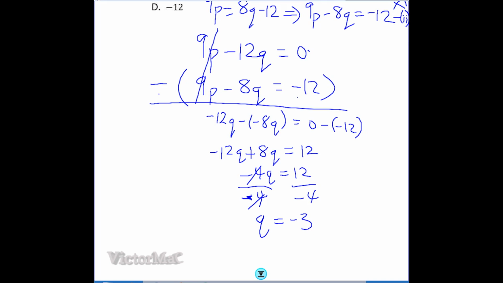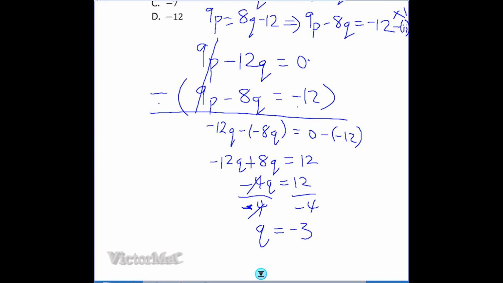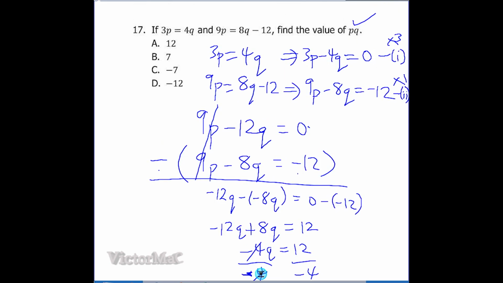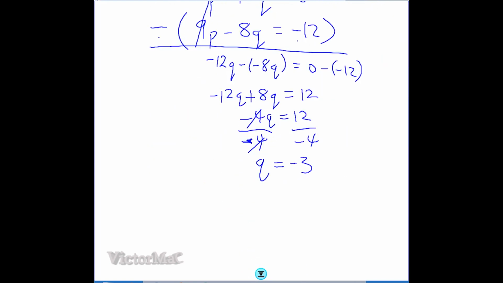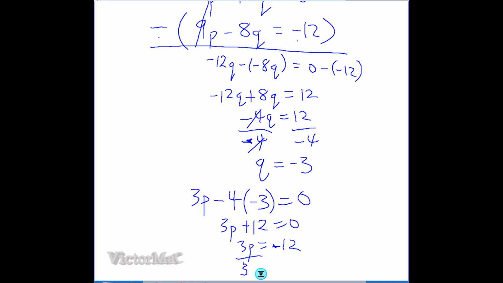Now let's substitute minus 3 as q in any of the equations. So let us go with equation 1 here. That's 3p minus 4q equals 0. Anywhere I see q, I'll change to minus 3. So 3p minus 4 times minus 3, which is 12, equals 0. So 3p equals minus 12. Divide both sides by 3. It implies that p equals minus 4.